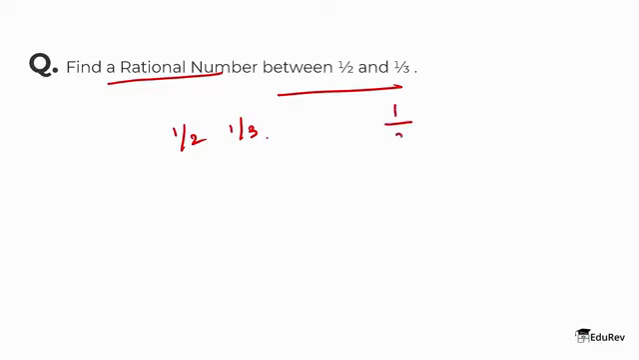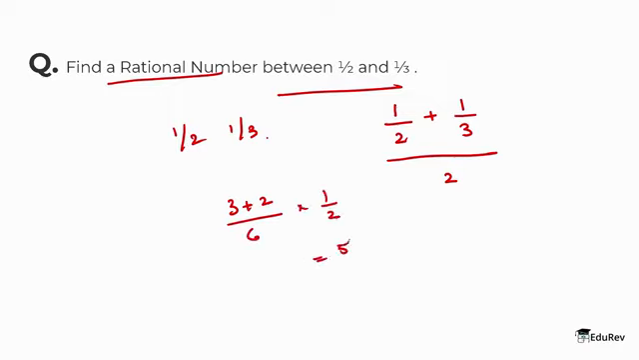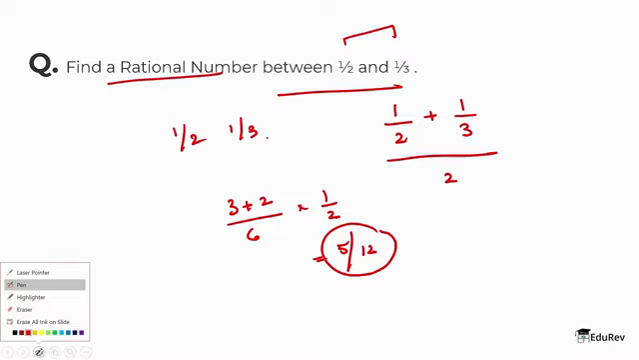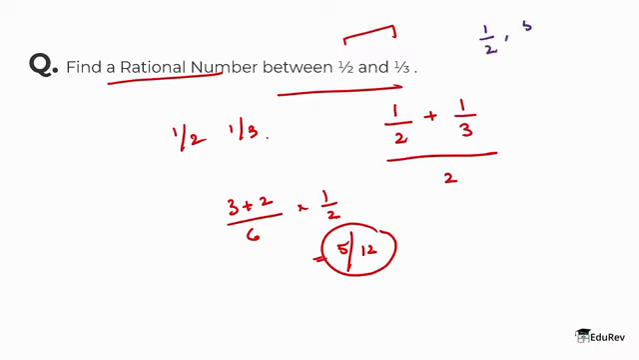So for the average I need to add these two numbers, that is half plus 1 by 3, divided by 2. When I do this, it will be 3 plus 2 upon 6, into half. So it's going to be 5 by 12. That means 5 by 12 is a rational number that is between half and 1 by 3. So if I need to write them in order, my answer is going to be half, then 5 by 12, and finally 1 by 3.